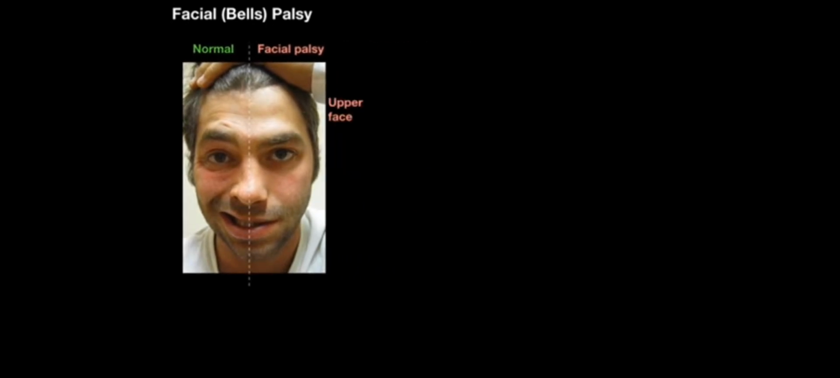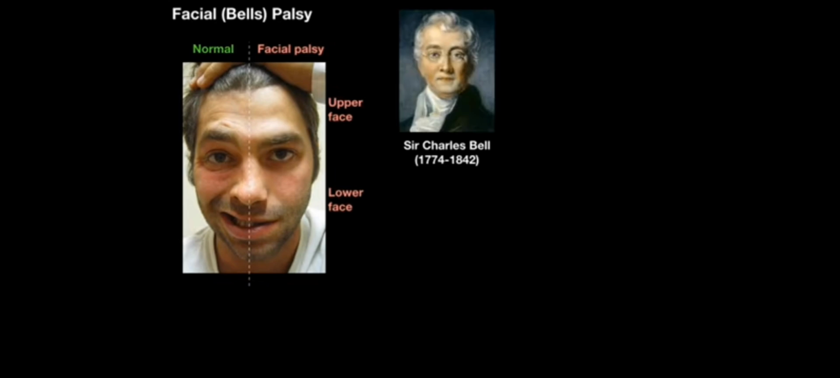So in facial palsy, both upper and lower face are paralyzed. Now, facial palsy is called Bell's palsy after the anatomist Sir Charles Bell, who wrote in some pamphlets and then journal articles about what he observed in this facial paralysis.